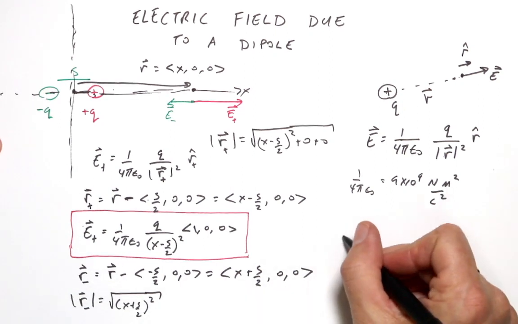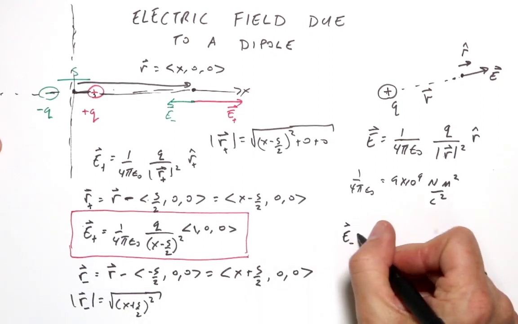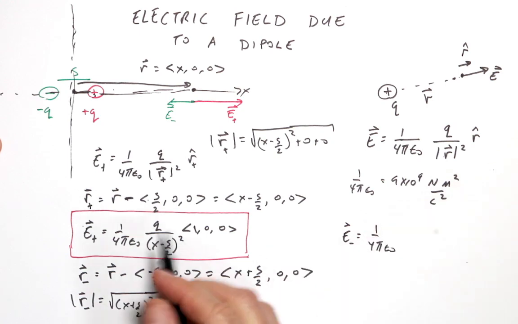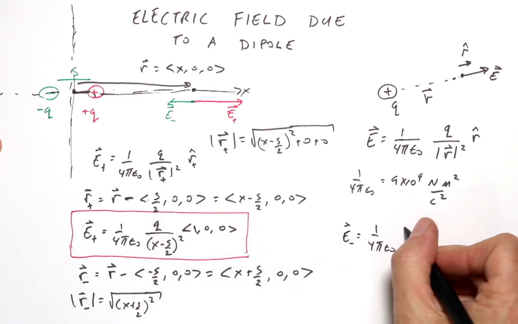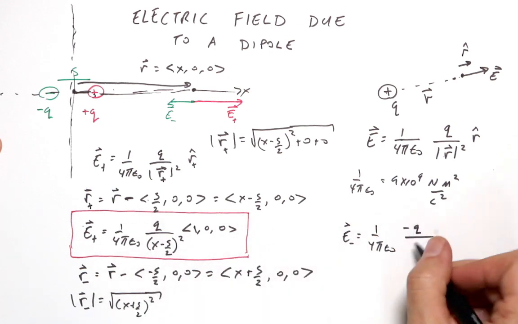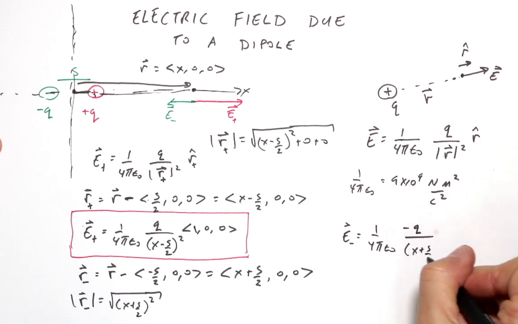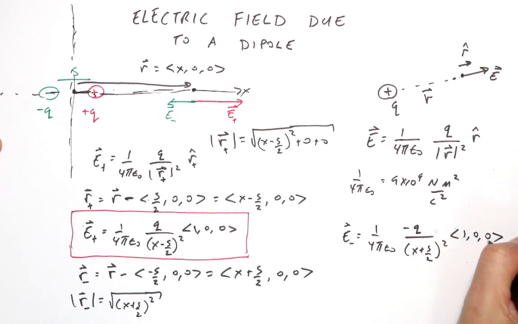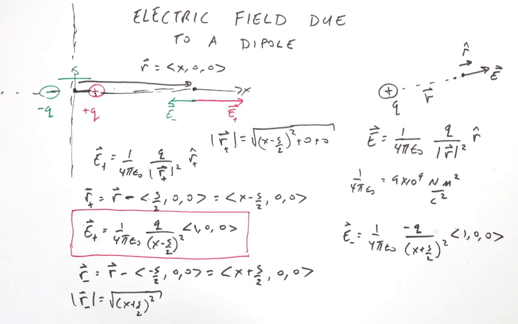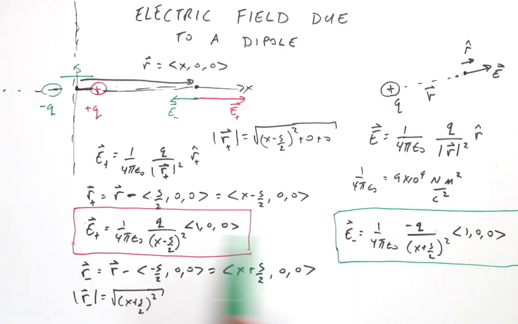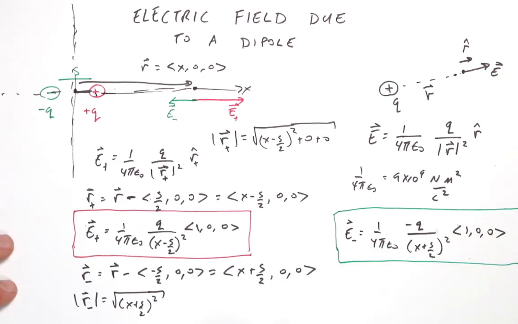Okay, so now I get E minus, it's going to be the same thing. It's going to be 1 over 4 pi epsilon naught. Now I have a negative charge, so I have negative q over this squared, so it's going to be x plus s over 2 squared times the vector 1, 0, 0. And I'll put a box around that. And it's green. So now I just need to add these two together. So let's do that on a separate sheet of paper.